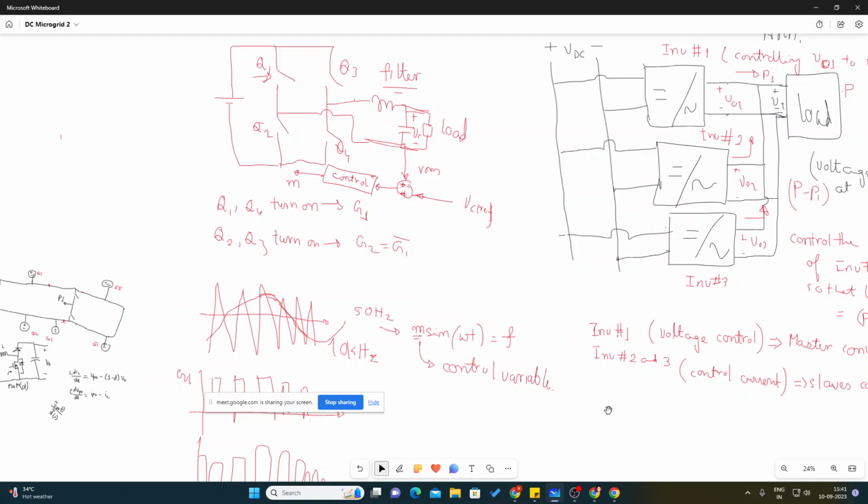Then master slave control is not a good control method, right? Yeah, it's not that much followed. What is more followed is the group control.